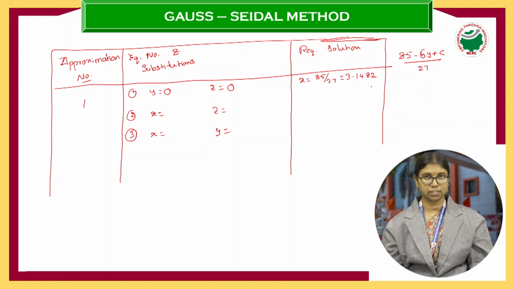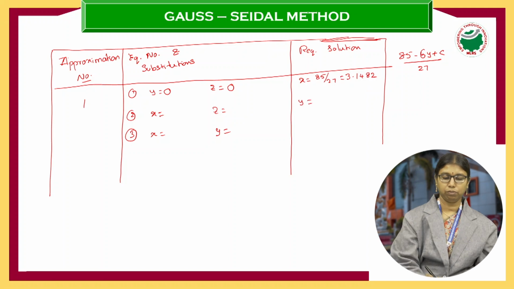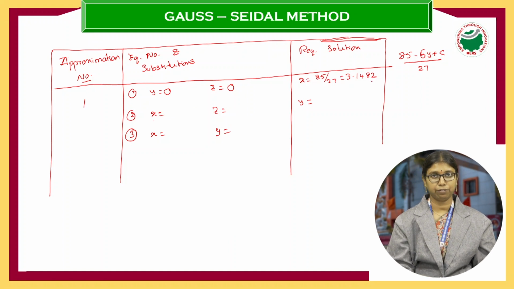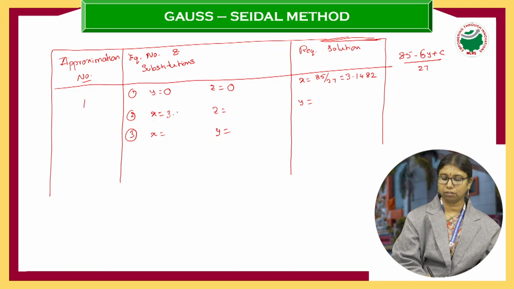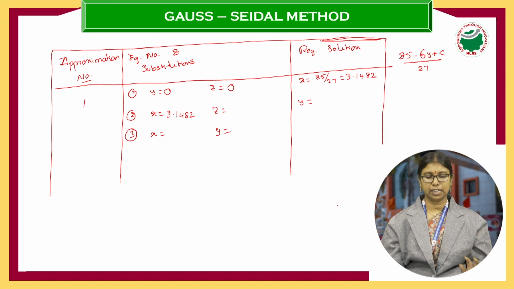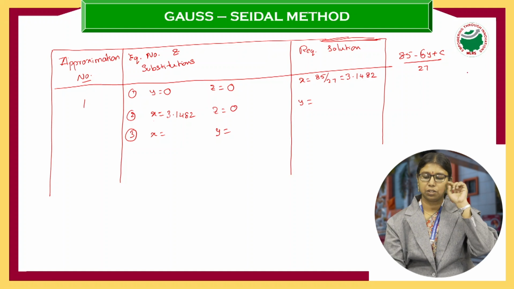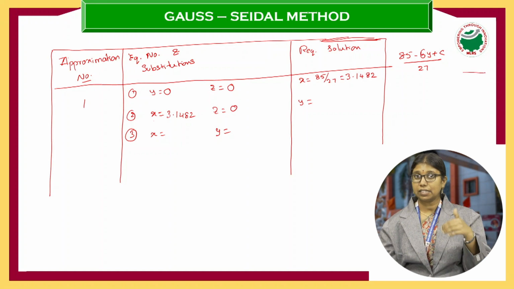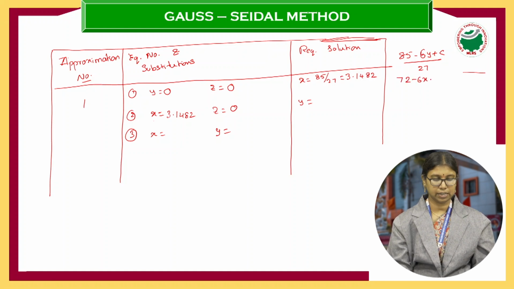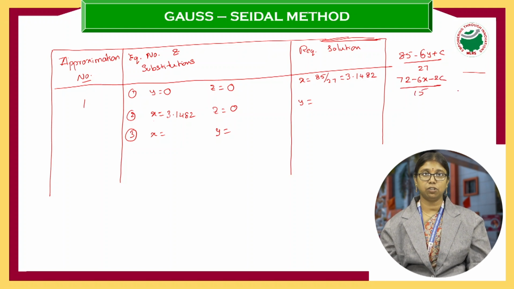Now you have to calculate the next value. We got the x value in the first step. Now we have to calculate the y value in the second step. So to get the y value, we need the substitutions for x and z. For x we already have one value, 3.1482, so take that value. Since we don't know any value for z, you take z as 0. First you will get the equation on the screen, this equation with x value. Now you enter the second equation. So your second equation is 72 minus 6x minus 2c by 15. This is the second equation.